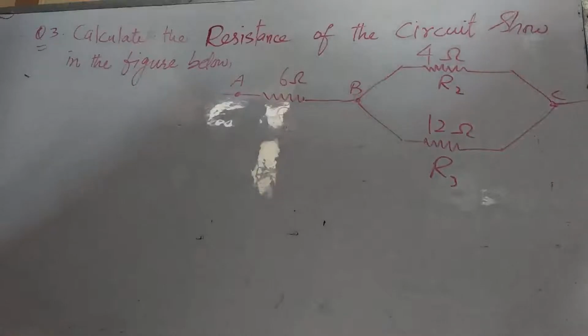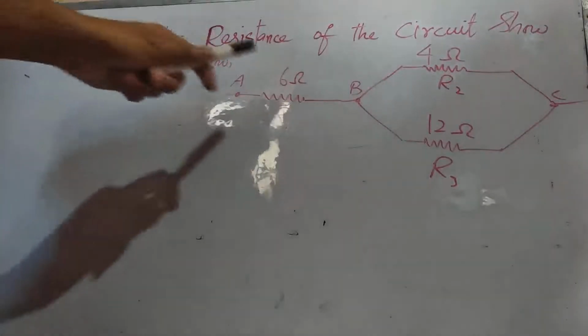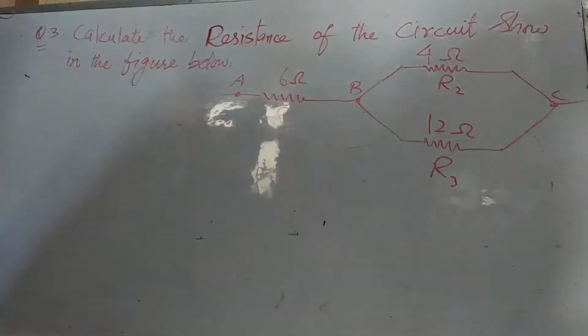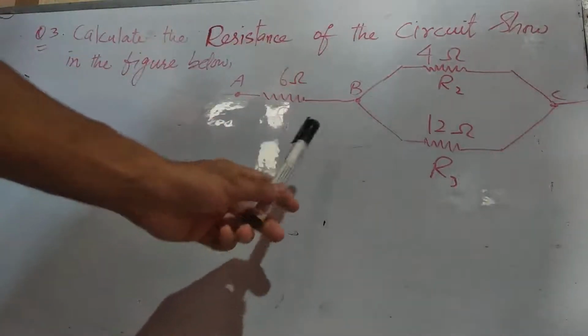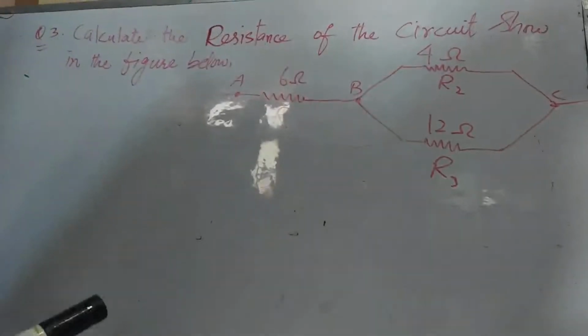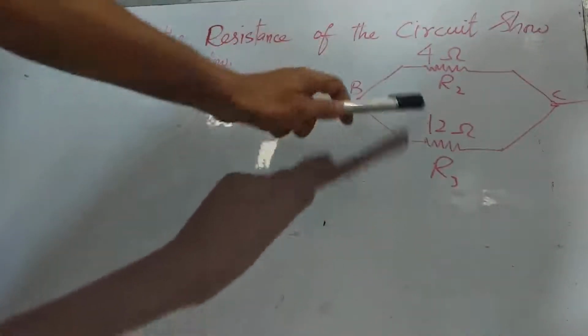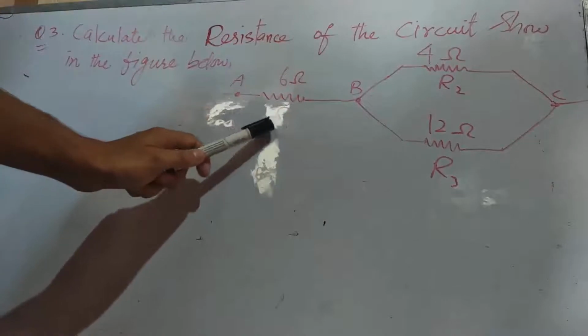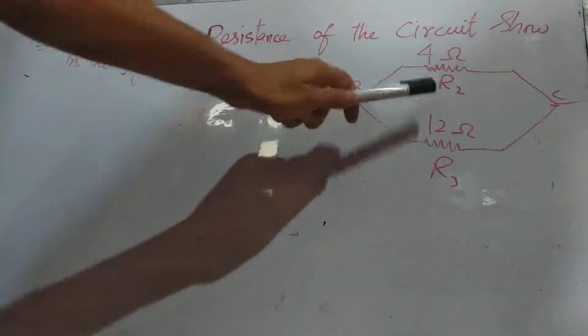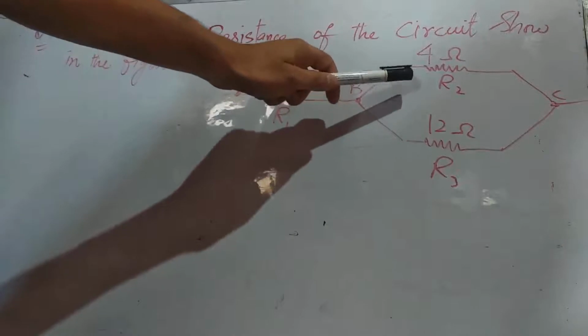Now here is another question, but this question is a little bit different from those two questions. The question is: calculate the resistance of the circuit shown in the figure below. This is the figure, and this is R1, this is R2, and this is R3. But you can see here the combination is a mixed type. These two, R2 and R3, are connected in series with this resistor R1. But R2 and R3 are connected in parallel to each other.